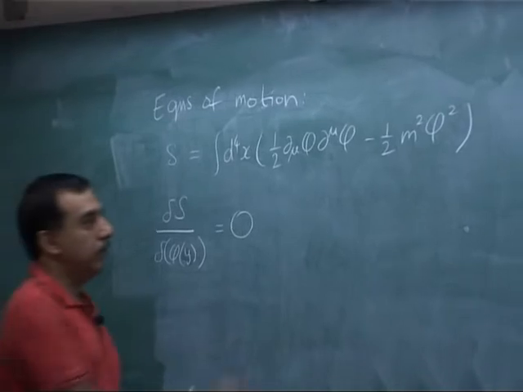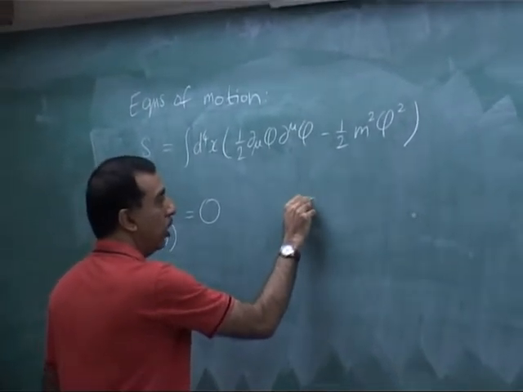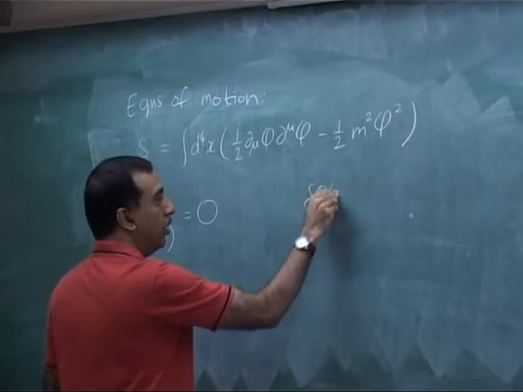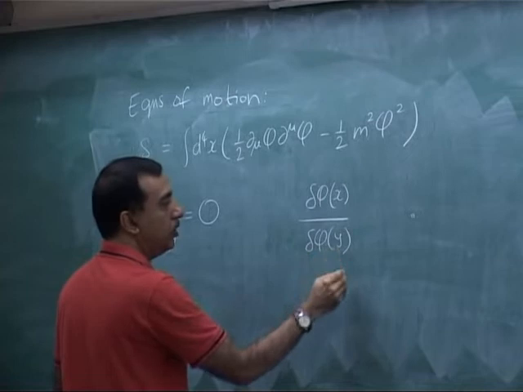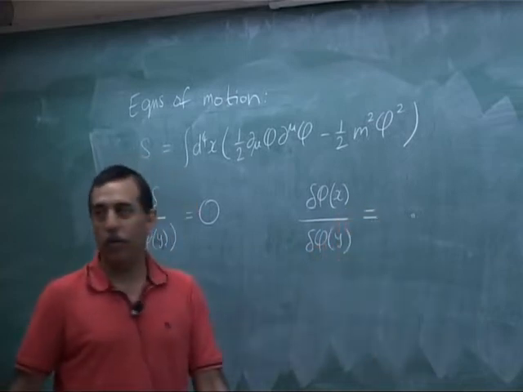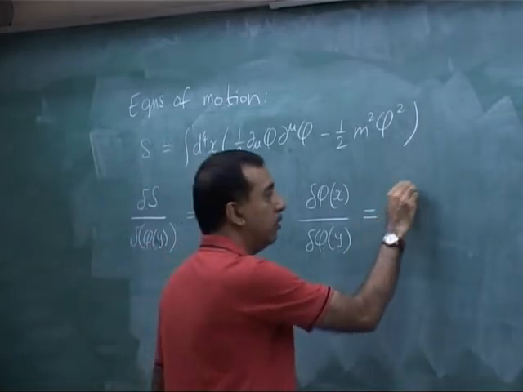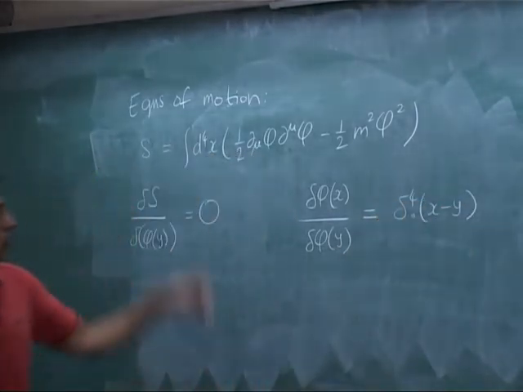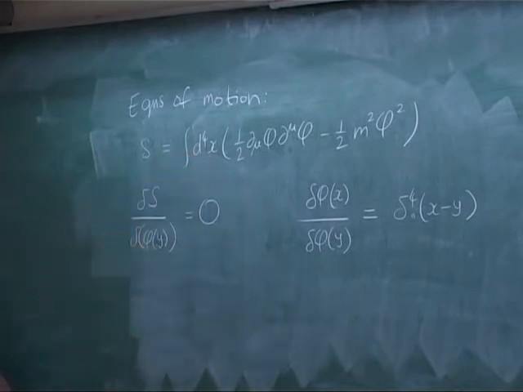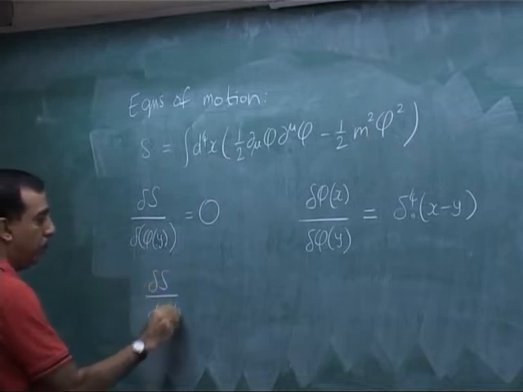The answer is very simple. It's not stressed very much in most books. All you need to know is the variation of phi at x with respect to the variation of phi at a different space-time point y. What would you expect this to be? Delta. And there is nothing else you need to know. This is enough to get you the equations of motion out of this. So let's do it: delta S by delta phi y.